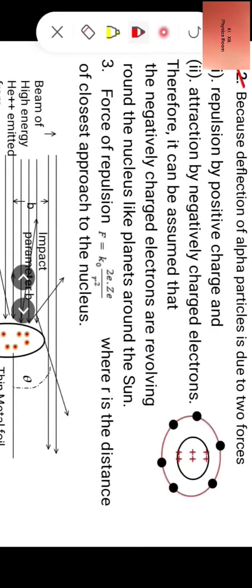Second, because deflection of alpha particles is due to two forces, first, repulsion by positive charge and attraction by negatively charged electrons, therefore, it can be assumed that the negatively charged electrons are revolving around the nucleus like planets around the sun.